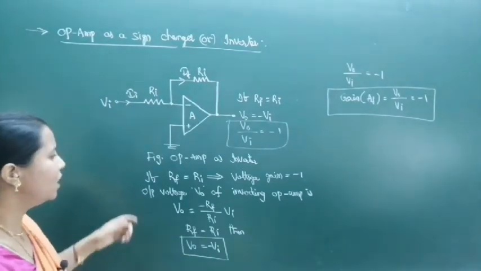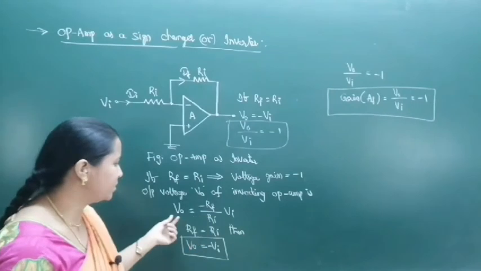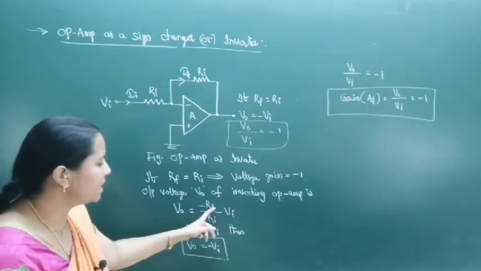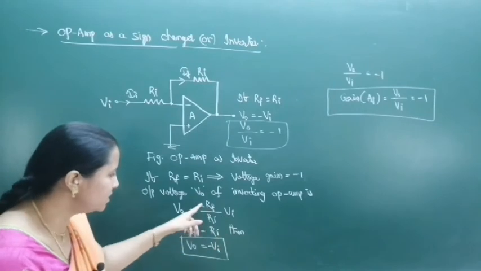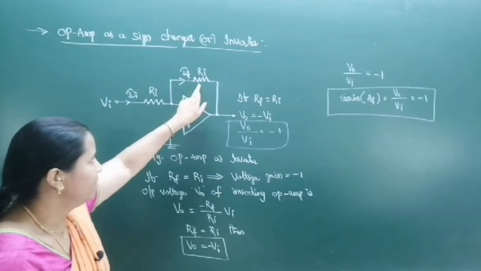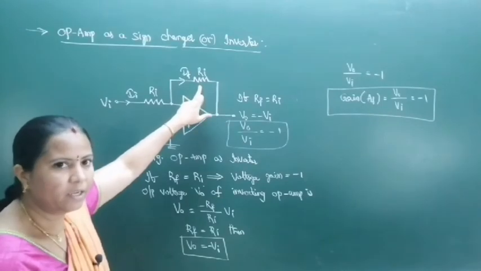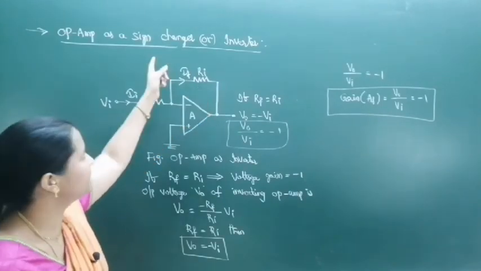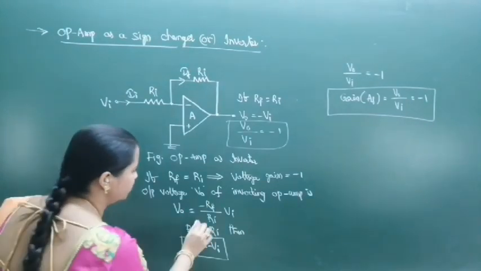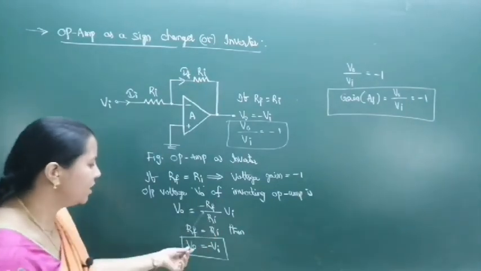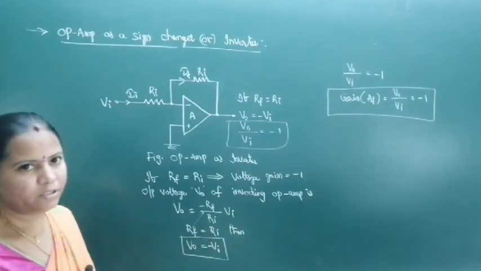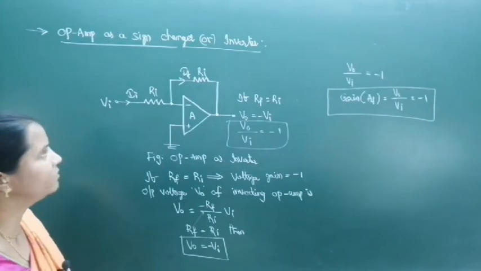Okay, so what is the output voltage of the inverting amplifier? V0 equals -Rf by Ri into Vi. In this equation, in place of the feedback resistor, we are connecting the input resistor in the sign changer or inverting op amp. If you substitute Rf equal to Ri, you will get the output voltage equal to the negative of the input voltage. So that is the output voltage of the inverter.